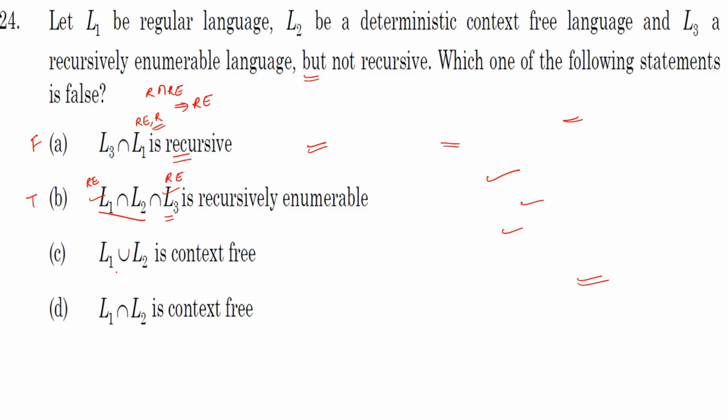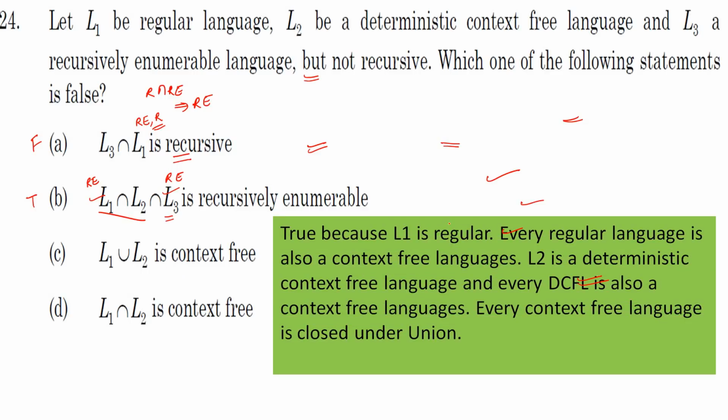See, it is given L1 union L2. L1 is regular, so it is context free. L2 is deterministic context free, and every deterministic context-free language is also a context-free language, and all the context-free languages are closed under union, intersection and Kleene star. So these two are context-free languages and they are closed under union, so it is also true.